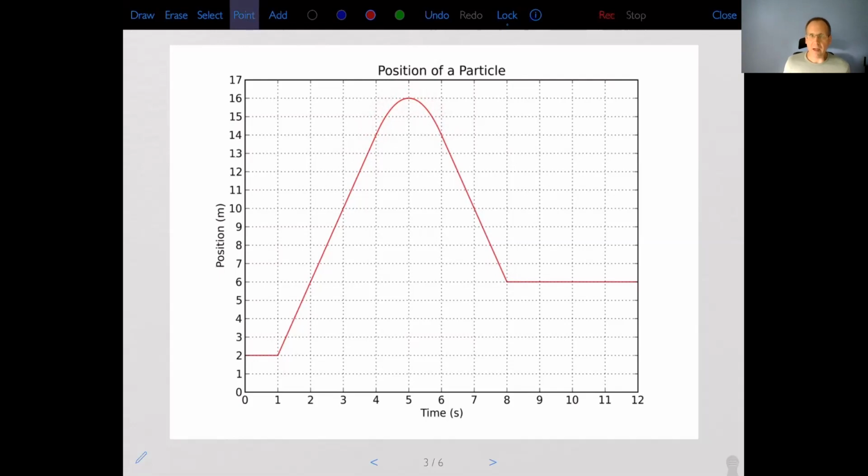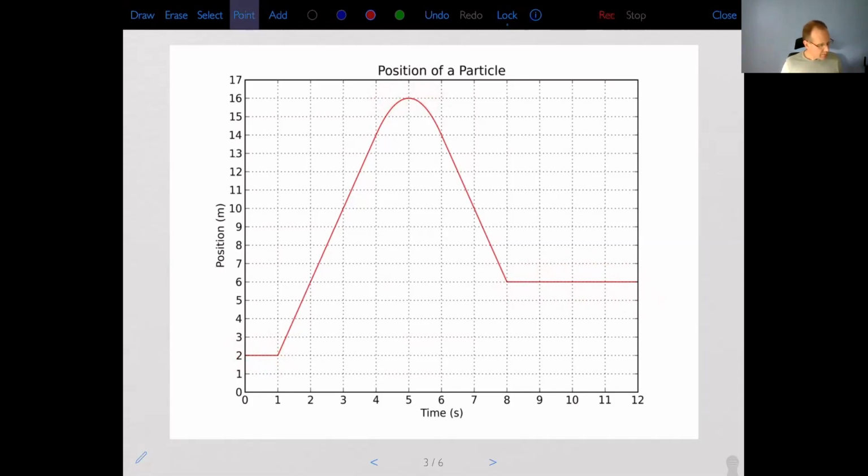Is the particle ever at rest? Yeah, it's where the slope is 0, right? So definitely between 0 and 1 second. Definitely between 8 and 12 seconds, right, where it's flat. And actually right at 5 seconds, if you were to do a tangent line there, it's at rest just for an instant, right? It has 0 velocity for an instant right at 5 seconds.